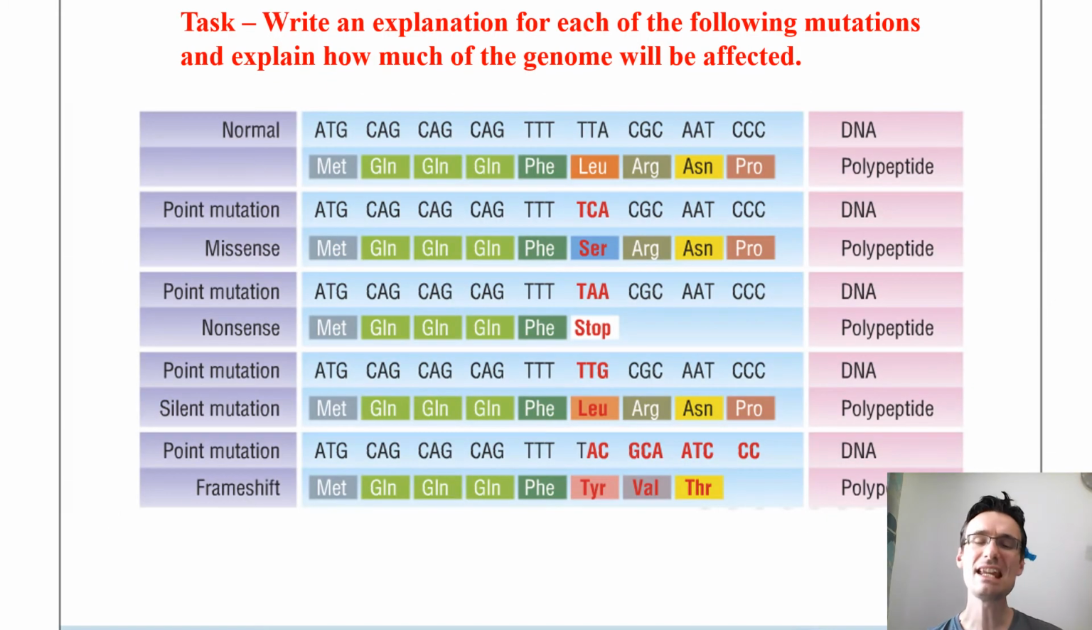You need to be able to see something like this example here and be able to explain the different types of mutations that could occur and what possible effect that they would have.